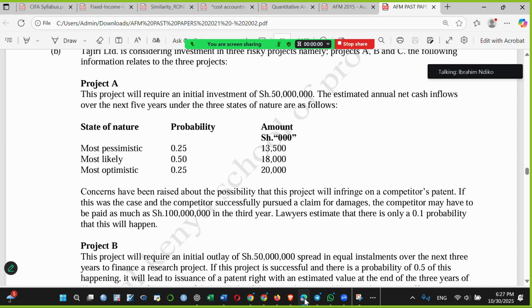Concern have been raised about the possibility that this project will infringe the competitor's patent. If this was the case, and the competitor successfully pursued a claim for damage, the competitor may have to be paid as much as 100,000 in that year. So that's a cost which will be paid from that project. The estimate that there is only 0.1 probability that this will happen. So it can happen or it cannot happen. So the probability is 0.1.